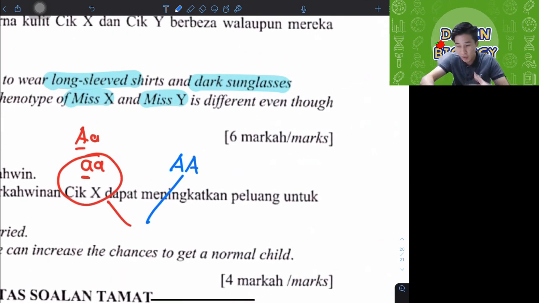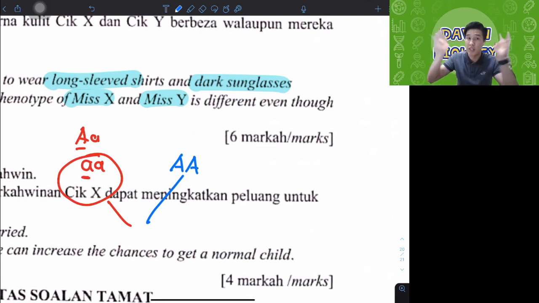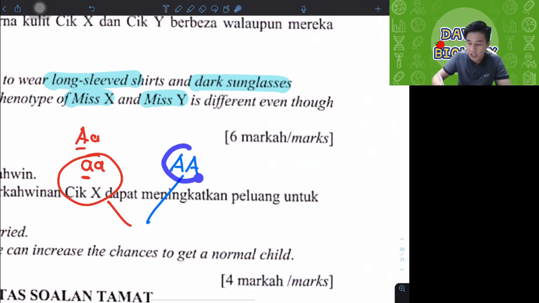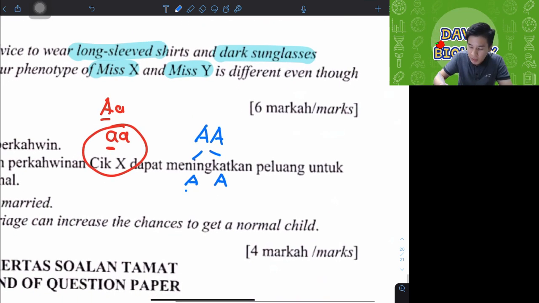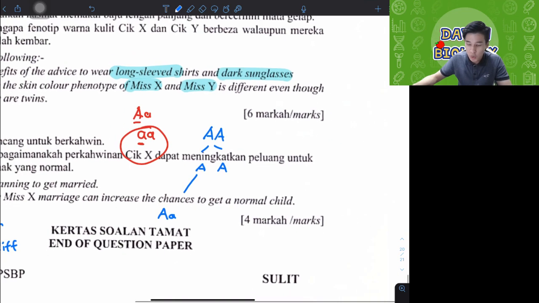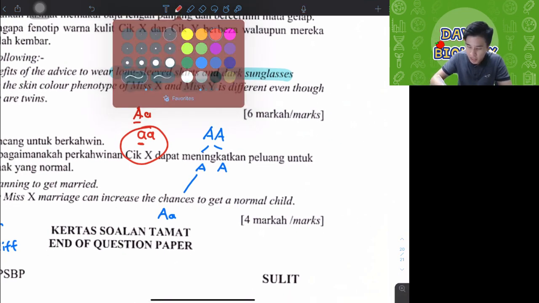Because once again, just like I said just now, a child has to inherit genes from both parents. If you marry a normal husband, this husband can only produce big A. So no matter what children you have, you will inherit at least one big A from here. So the children definitely will at least have one big A. Big A is dominant for normal. The child definitely will be normal. Okay, so this is what I need to explain right now.